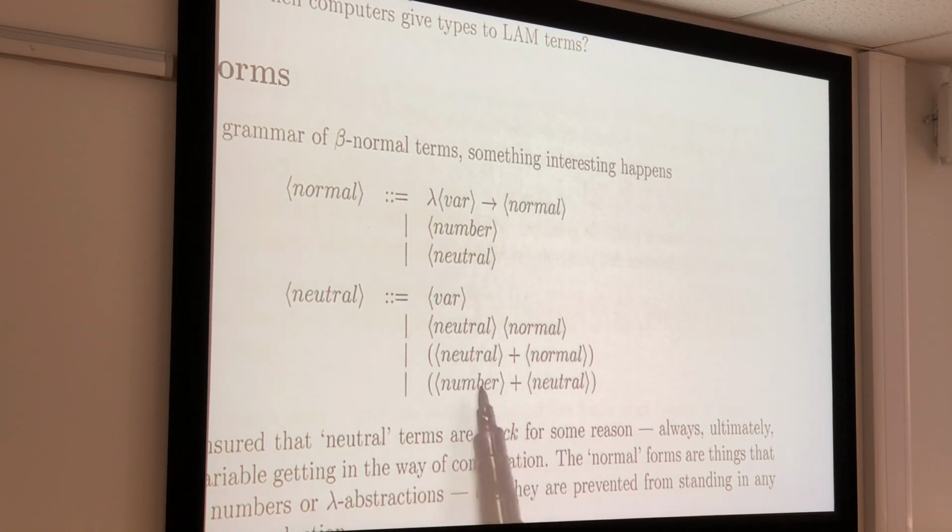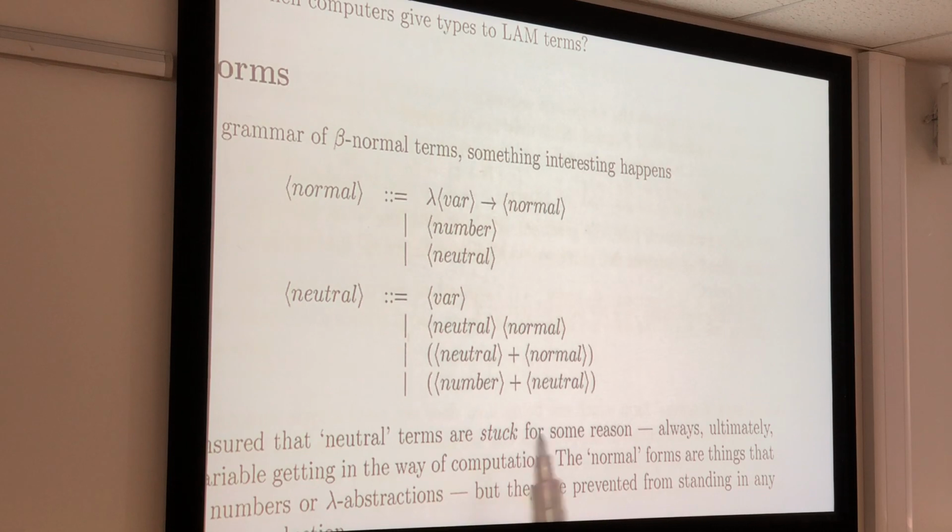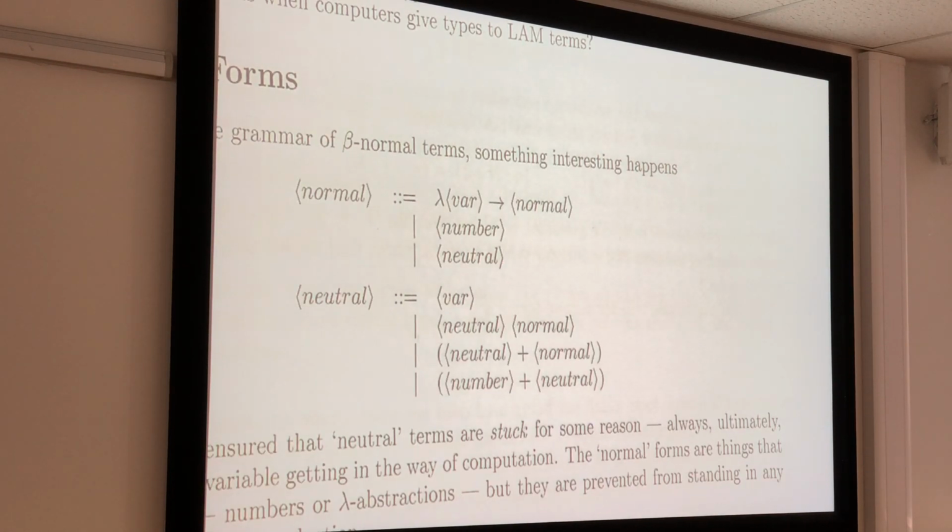And then I'm a bit anal retentive about addition here. I'm saying that you either get stuck to the left of a plus. This is the first argument of the plus got stuck on the way to being a number, or the first argument to plus made it all the way to being a number, but the second argument got stuck on the way to being a number. So either way, that's never going to do any more computation, yeah? So I've carefully written down exactly the ways of getting stuck.